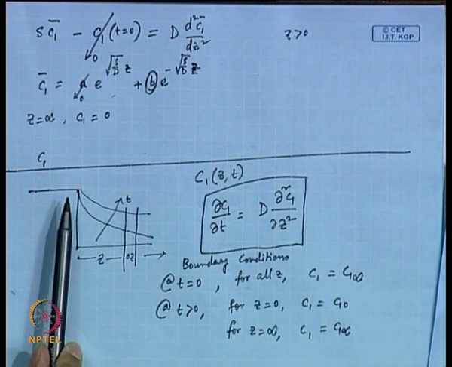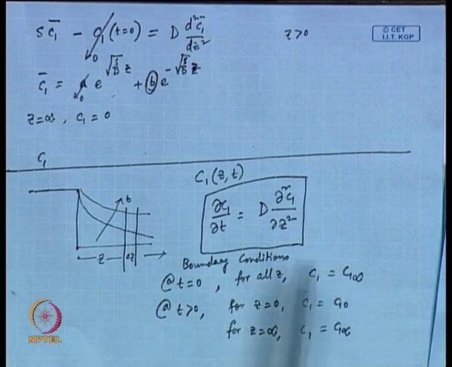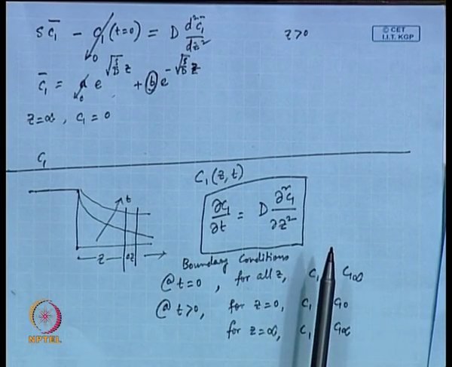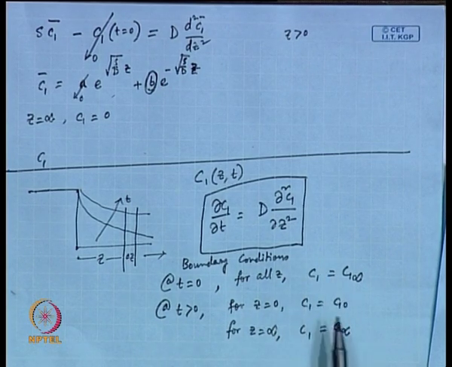Now, this case is that you are holding this point at z equal to 0, C1 is equal to C1 0, and of course, at z equal to infinity, far away from this place there is no effect of it. So, the concentration will remain the same as it was before. So, these are the boundary conditions.